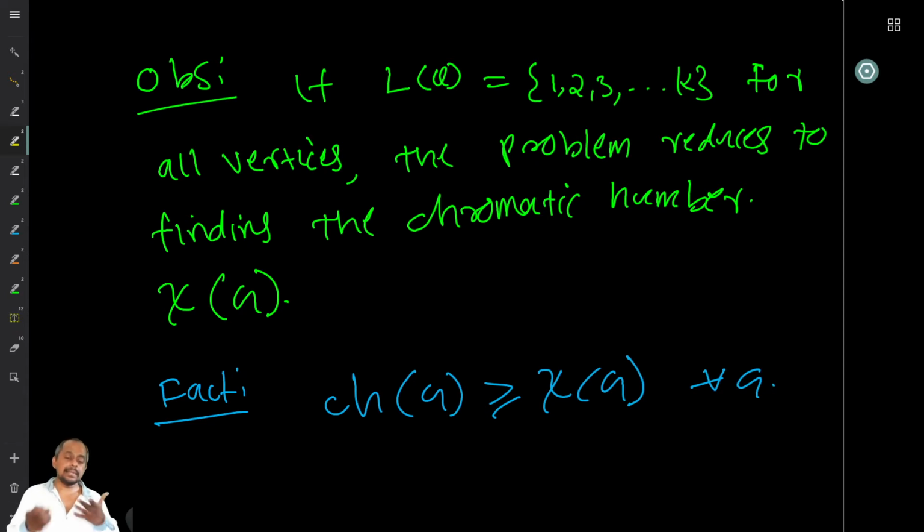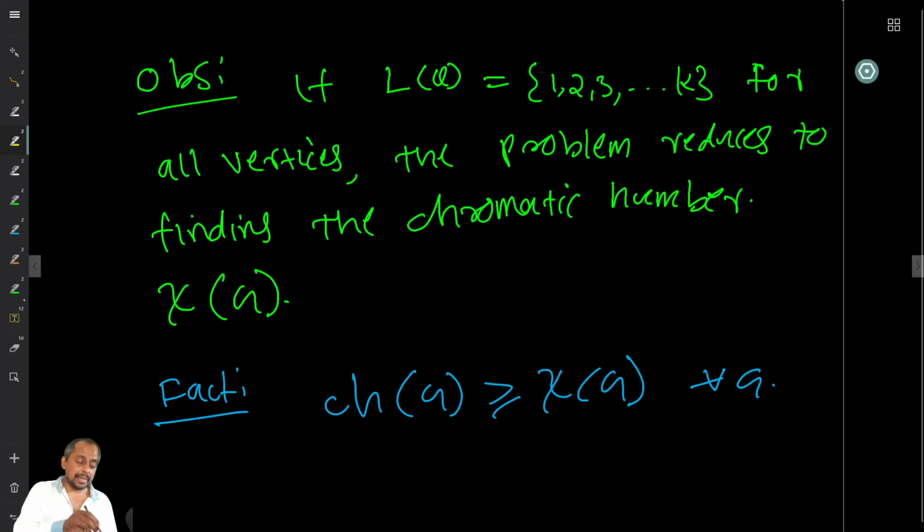Now, one observation, which we already mentioned, is that if all the vertices get the same list, 1 to k, then the problem reduces to finding the chromatic number of the graph. But when these lists are not fixed, then it is the list coloring problem.